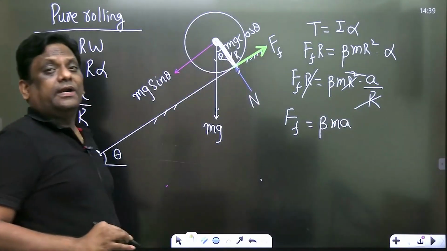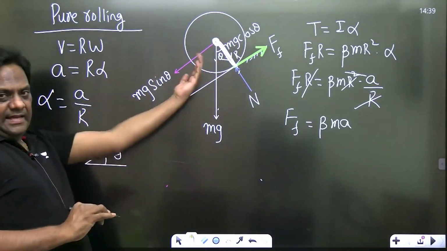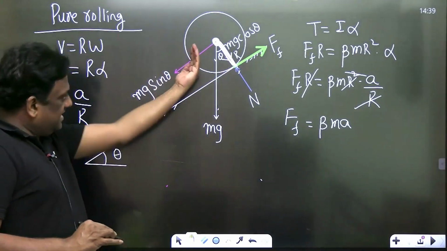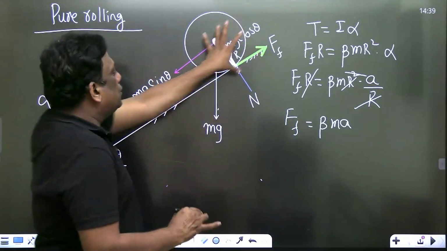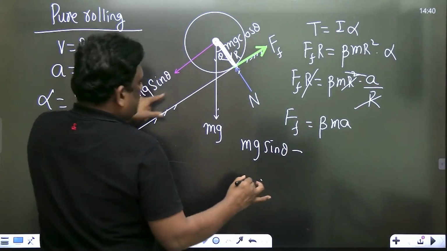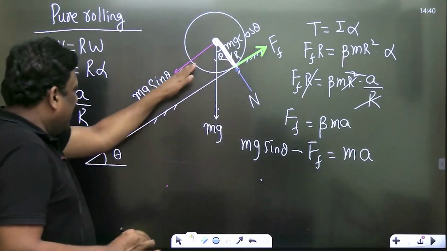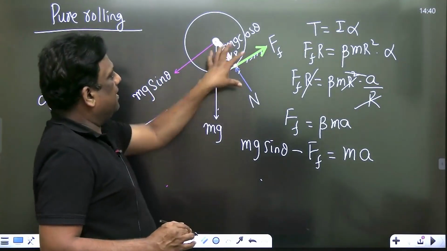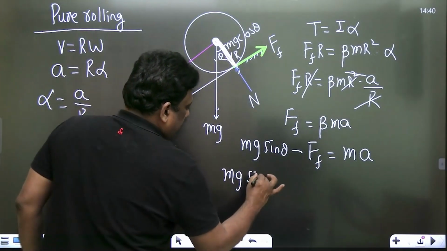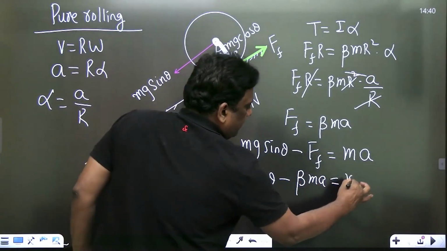Very good sirs. Now let us apply Newton's second law. Listen carefully. Net force in which direction it is moving? Like this. So net force in the direction of motion is mass into acceleration. So mg sin theta is in this direction, Ff is in this direction. So net force is equal to mg sin theta minus Ff is equal to mass into acceleration. I repeat, net force in the direction of mg sin theta minus Ff. Now already you know, dear students, Ff. What is Ff? Beta ma, and that should be equal to ma.